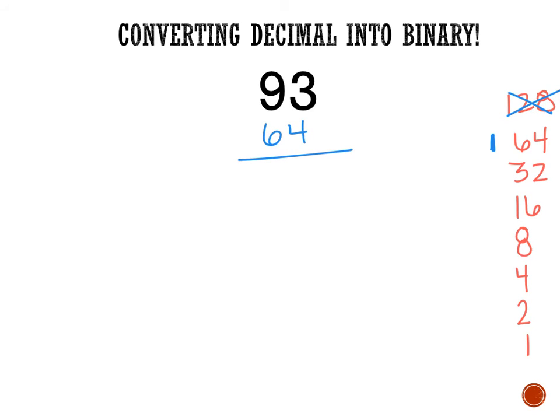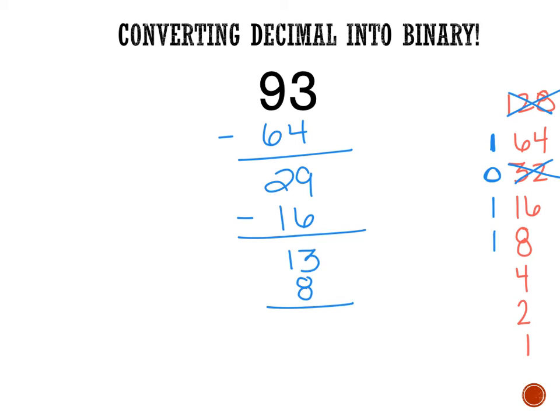And then 93 minus 64, well, if I subtract those out, I find that I have 29 remaining. So 93 minus 64 leaves me with 29. And then from here, I know that I don't need the 32, so that will be represented by a 0, because I only need 29 more. And then from here, I would need 16 because that is less than 29, so I'm going to subtract here. I have 13. I would need the 8 because that is still less than 13, so I subtract the 8 and I get 5 remaining.